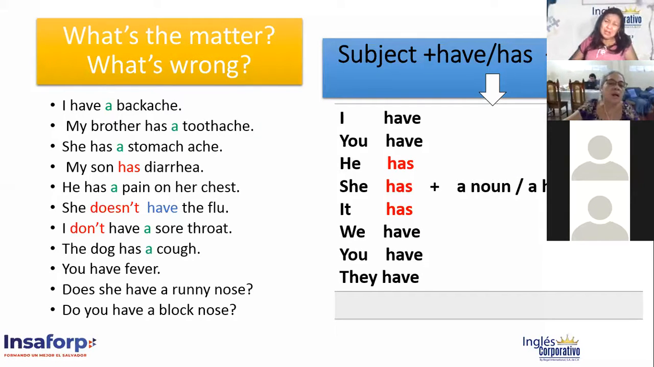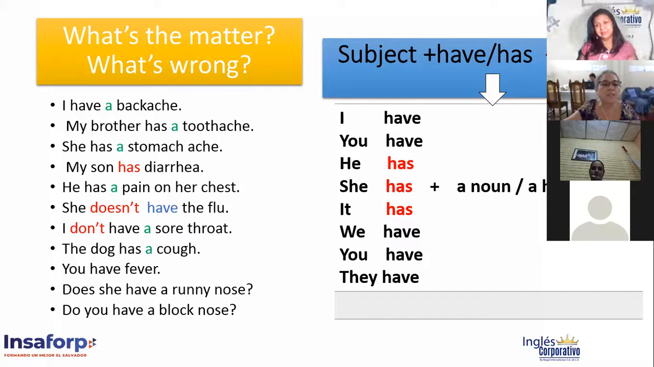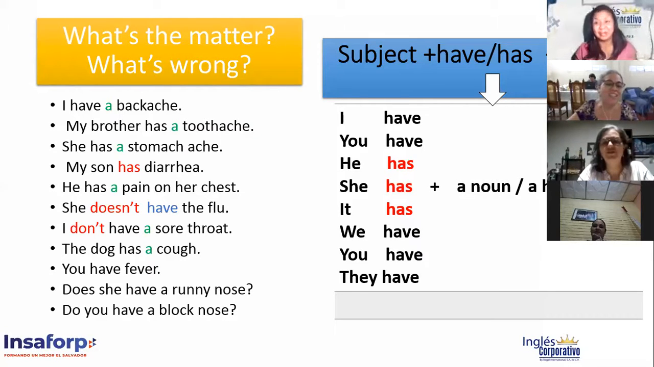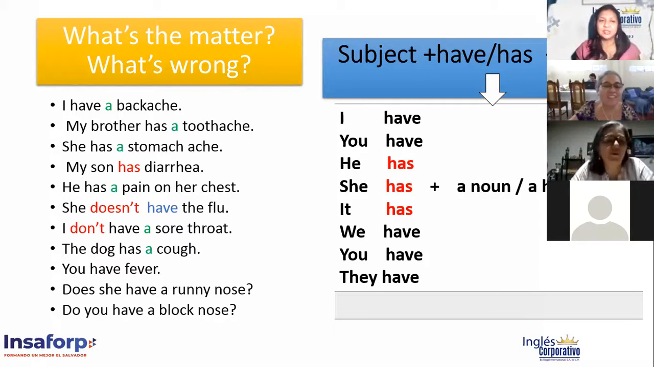She has a stomachache. My son has diarrhea. Diarrhea. Do you have diarrhea? No. No, diarrhea. Thank God. Because that's terrible. Okay, another one. He has a pain on her chest.